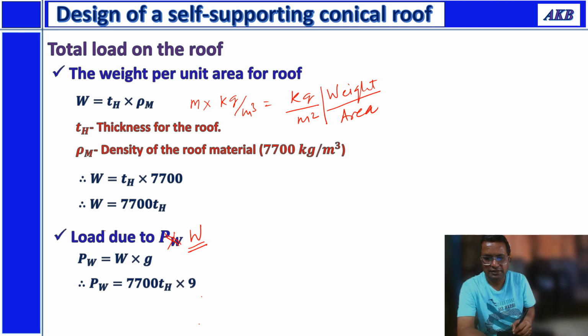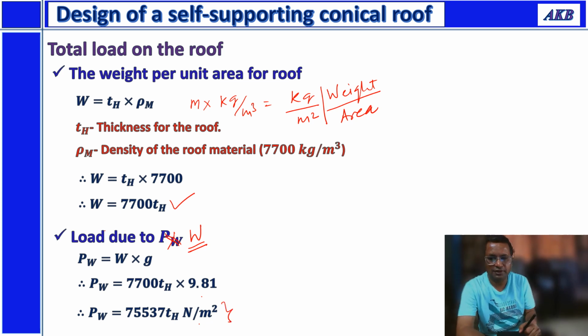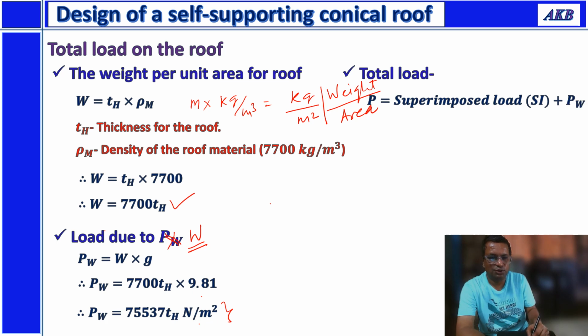So that is 7700 into TH, which we calculated over here, into 9.81. So that comes out to be PW is 75537 into TH, and unit will be Newton per meter square. Okay, now total load will be equal to the superimposed load, which is given to us, plus PW, which we calculated just now.